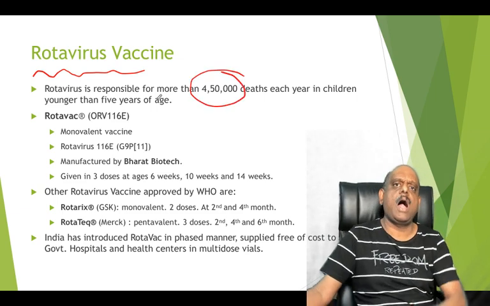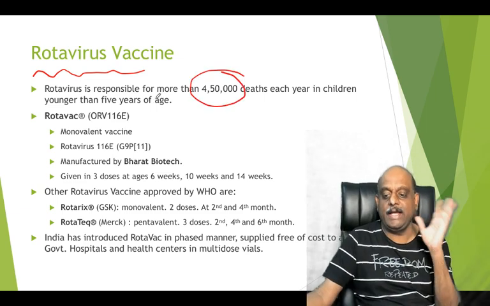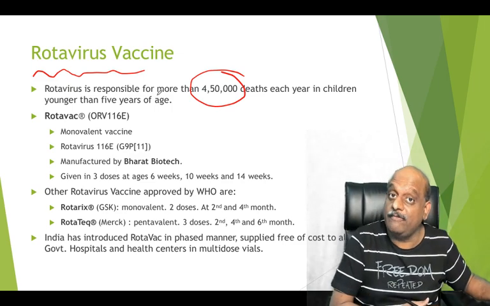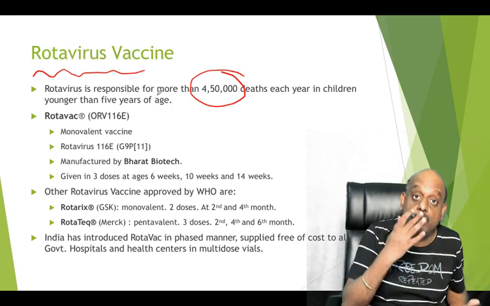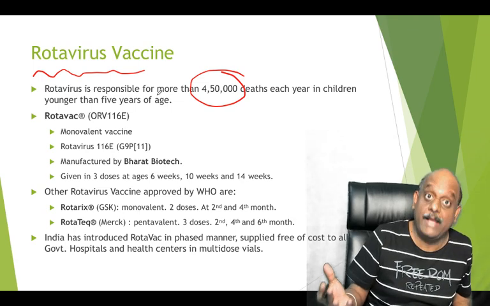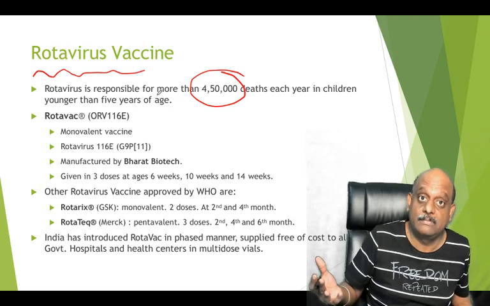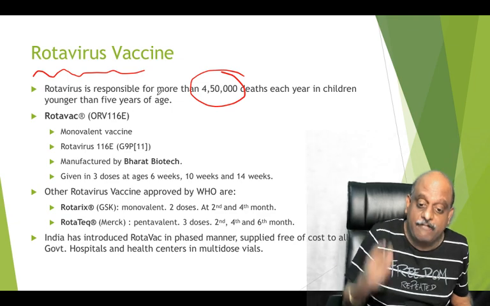Now, a few comments on rotavirus vaccine. Almost 500,000 deaths each year in children younger than 5 years of age are due to rotavirus diarrhea. Such a big problem. 500,000, nearly 5 lakhs.